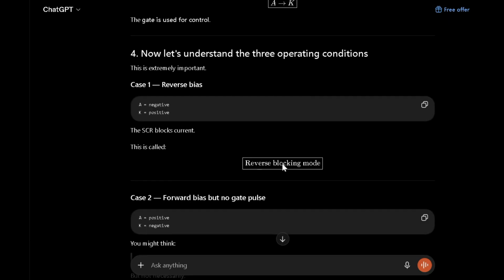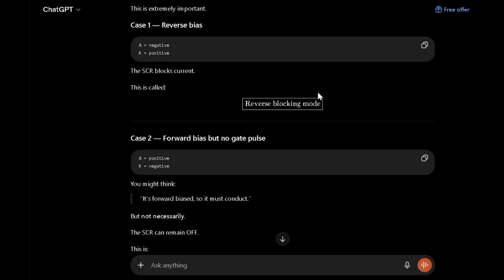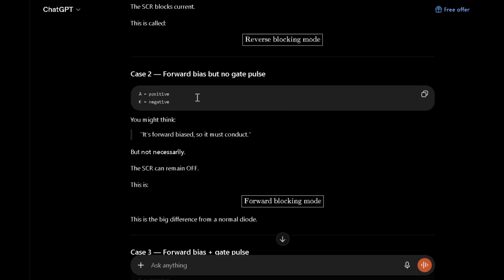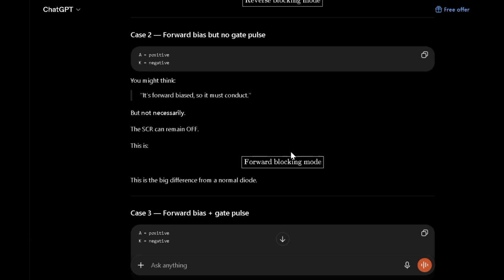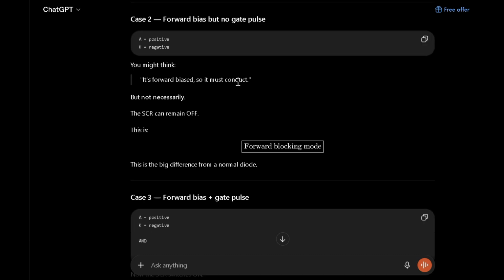Now forward bias. The anode is positive and the cathode is negative. Since P is connected to positive and N is connected to negative, you might think it is forward biased, so it must conduct, but not necessarily. It can remain off. This is called forward blocking. It still remains off because it is PNPN and the second P needs a signal to allow it to turn on. So this is a big difference from a normal diode.